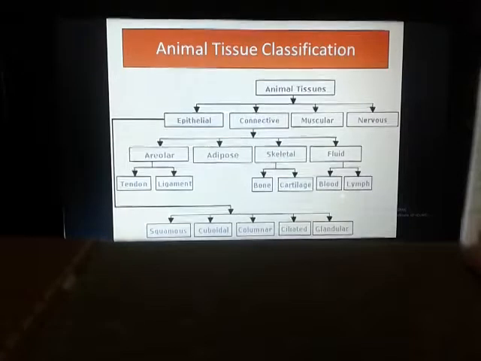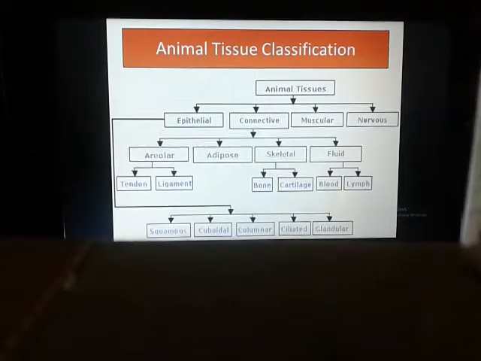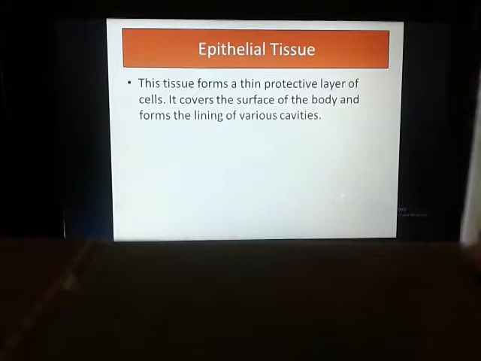So animal tissues are classified into 4 major groups. First is epithelial, which is basically the covering tissue. The connective tissues are the supportive tissues. The third, muscular tissues, are the contractile tissues, and the nervous tissues are the message conveying tissues. So these are the 4 things, and one by one I will discuss the major categories.